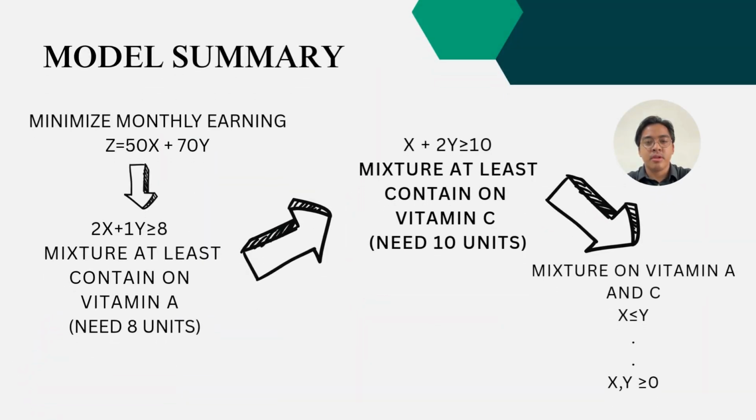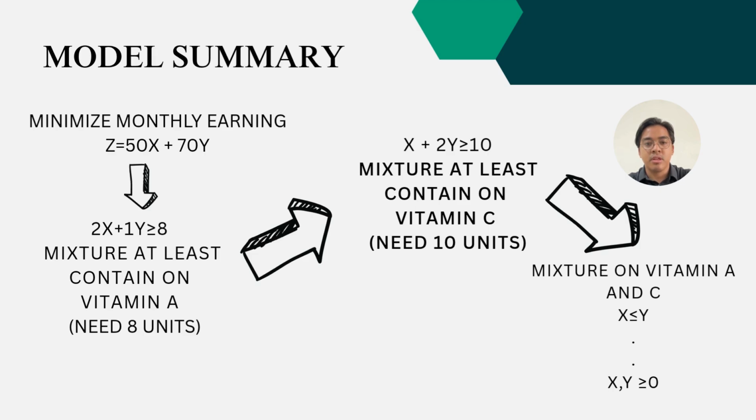Now let's look at the mathematical model we developed for this problem. Our objective is to minimize the monthly cost, which is represented by the function z equals 50x plus 70y. Here, x and y represent the quantities of two different mixtures. To ensure the mixture meets nutritional requirements, we have the following constraints. First, the vitamin A requirement is 2x plus 1y is greater than or equal to 8. This ensures the total mixture contains at least 8 units of vitamin A. Second, the vitamin C requirement is x plus 2y is greater than or equal to 10. This guarantees a minimum of 10 units of vitamin C.